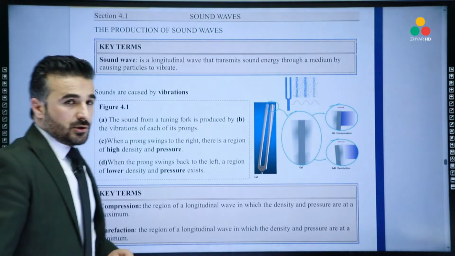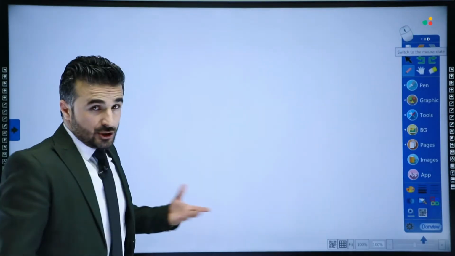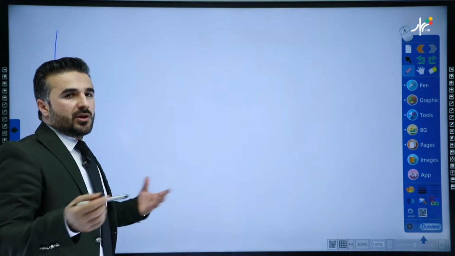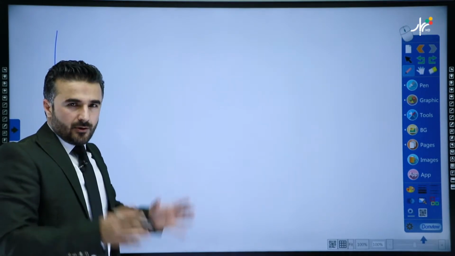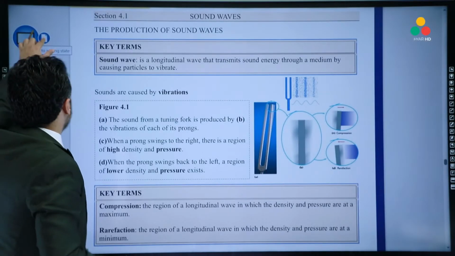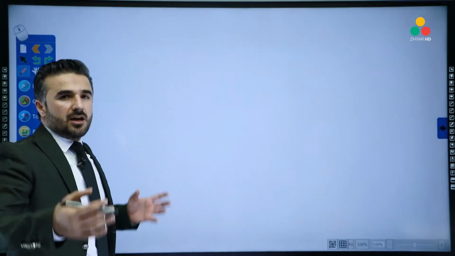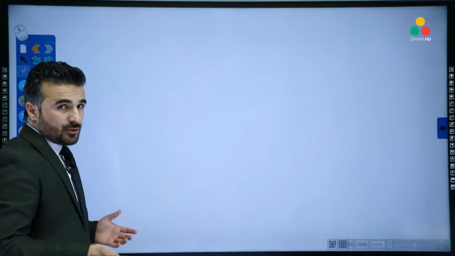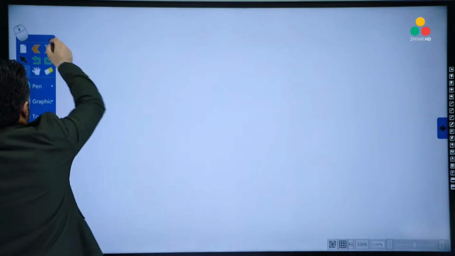Compressions and rarefactions are regions where the air particles are compressed, or very close to one another. That is compression. And then we have rarefaction, where the air particles are far away from one another, or you can say the pressure and the density are less compared to the surroundings.